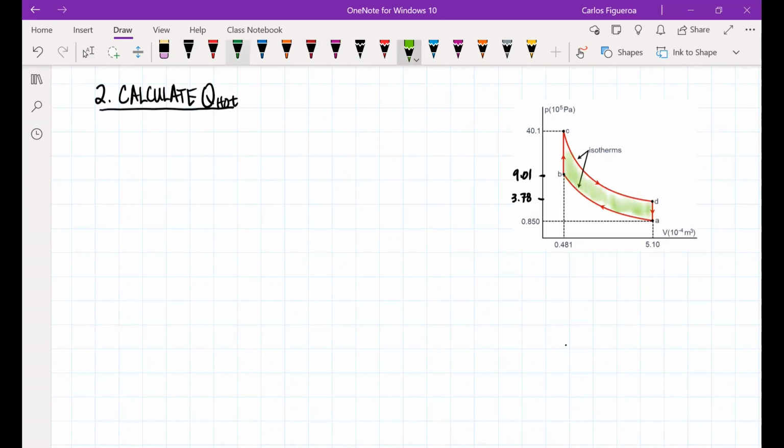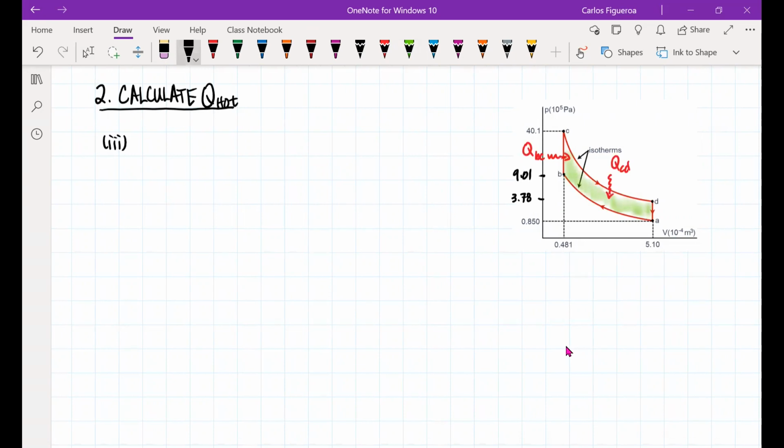What heat is being put in is going into the gas? There's the isochoric heating here, and then there's the isothermal heating, CD. So I know that I've got to calculate those two heats. So let's go calculate them.